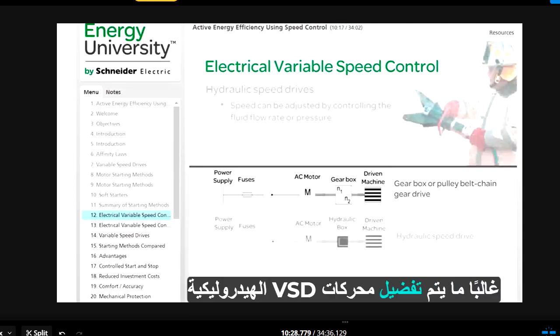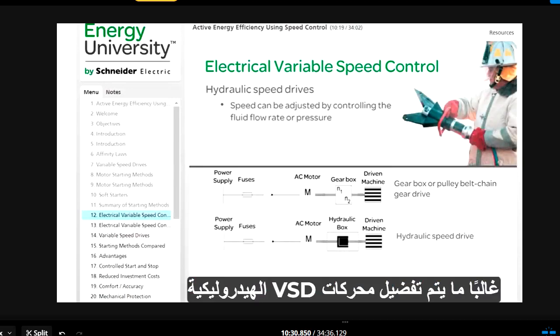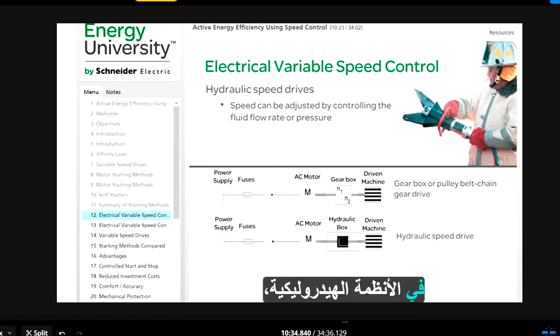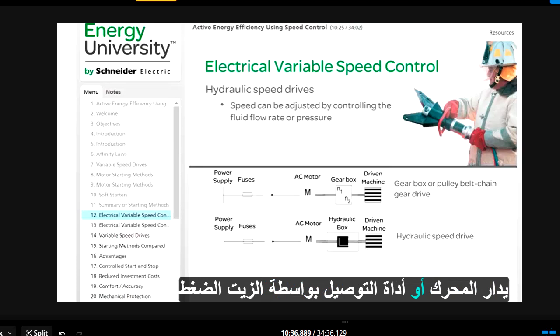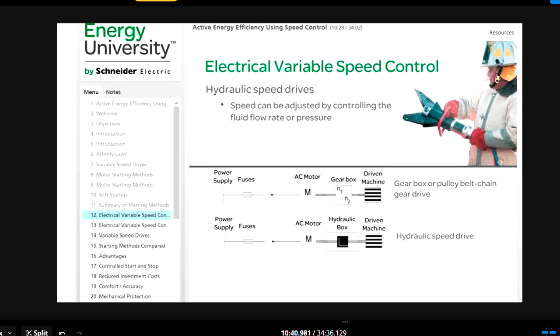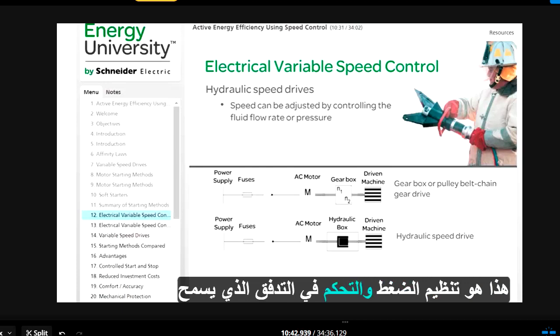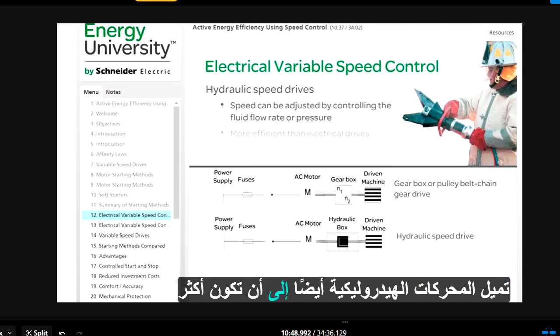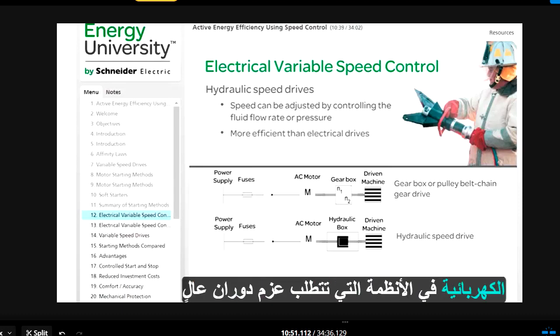Hydraulic VSDs are often favored for conveyor drive applications because of their inherent soft starting capability. In hydraulic systems, the motor or the coupling is managed by oil pressure rather than a magnetic field. It is this pressure regulation and flow control that allows for progressive starting and speed control. Hydraulic drives also tend to be more efficient than electrical ones in systems that require high torque in a small space.